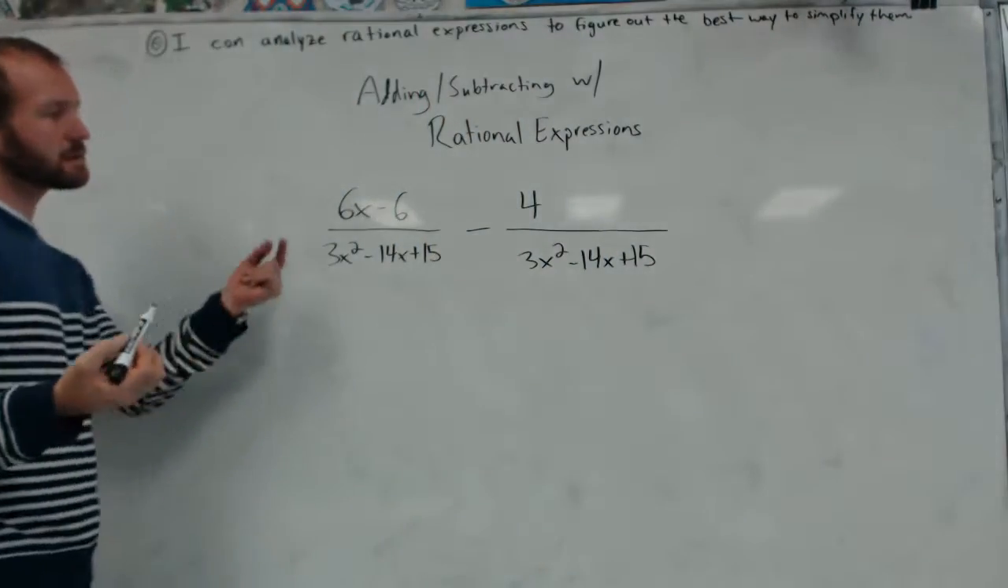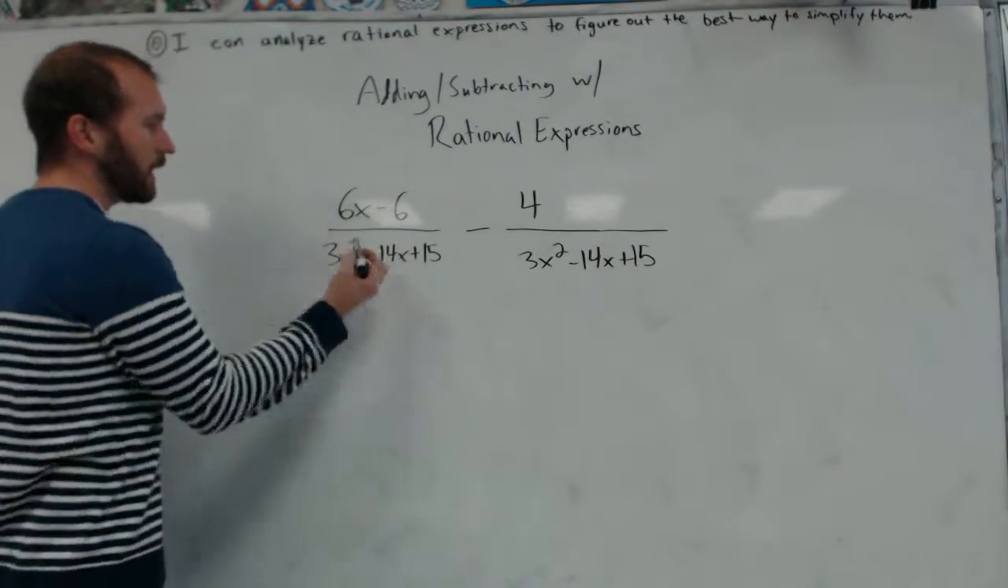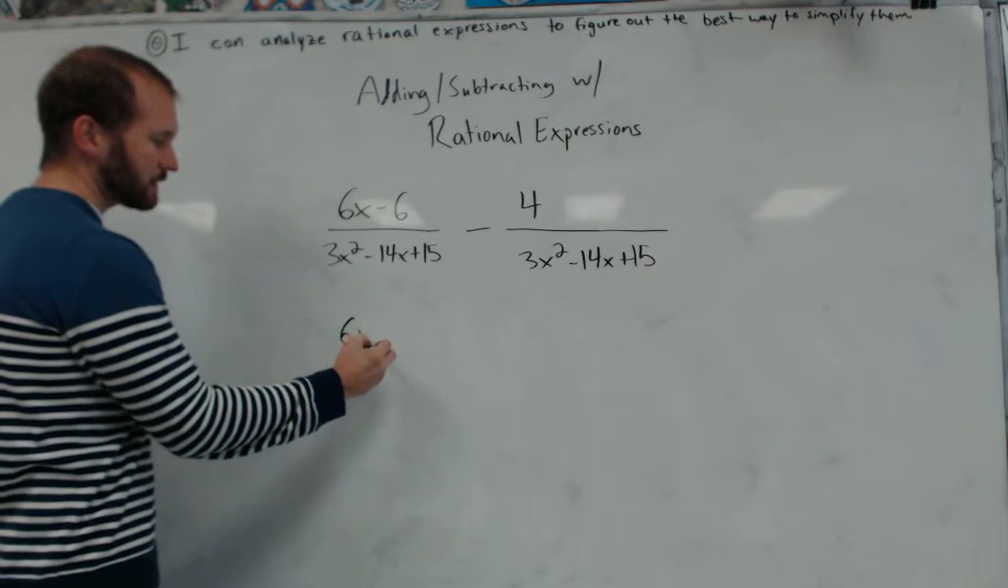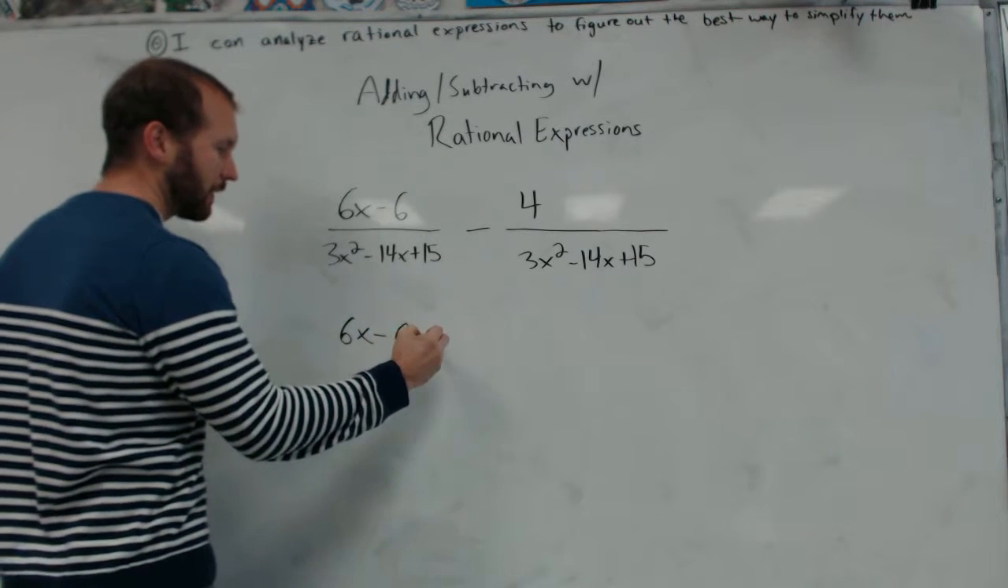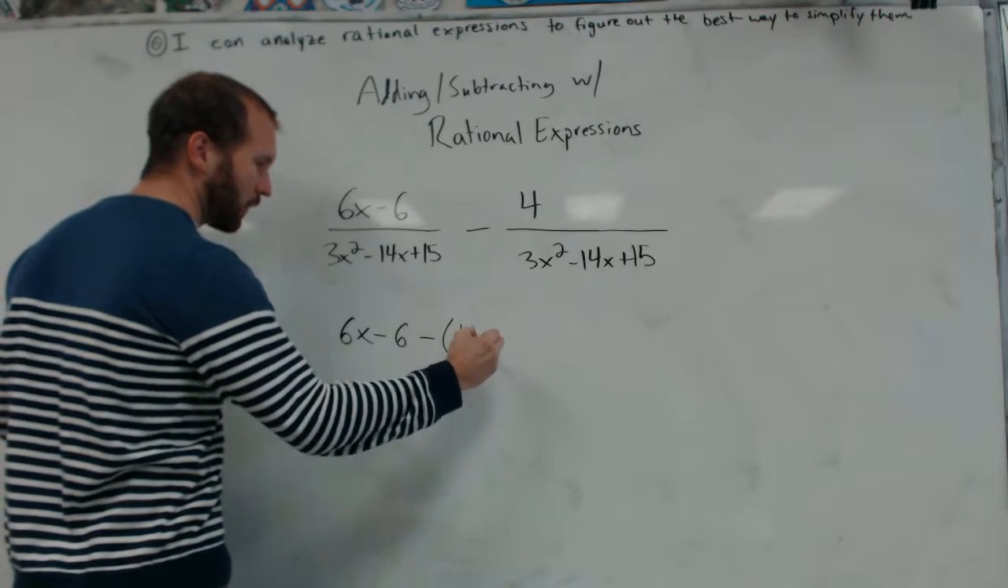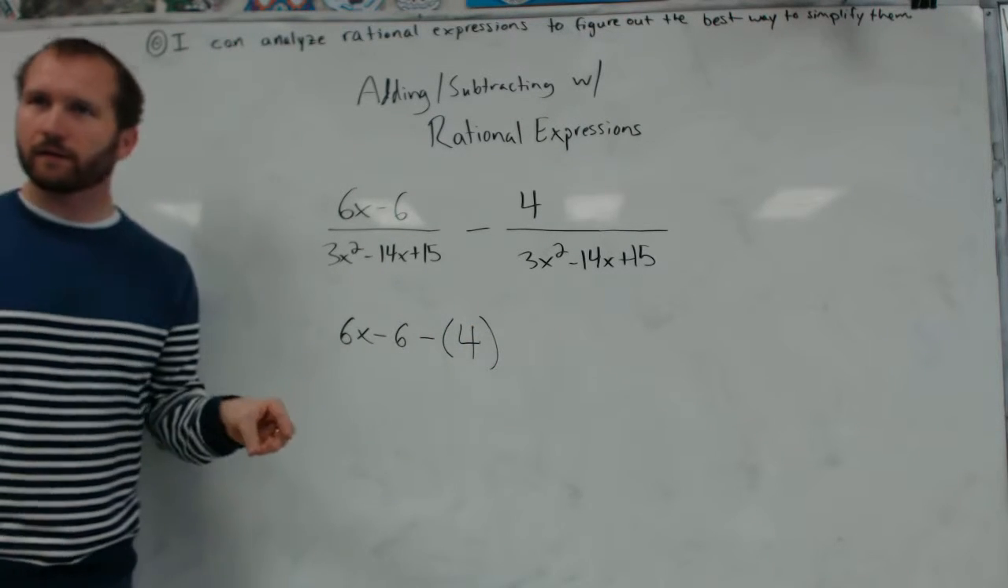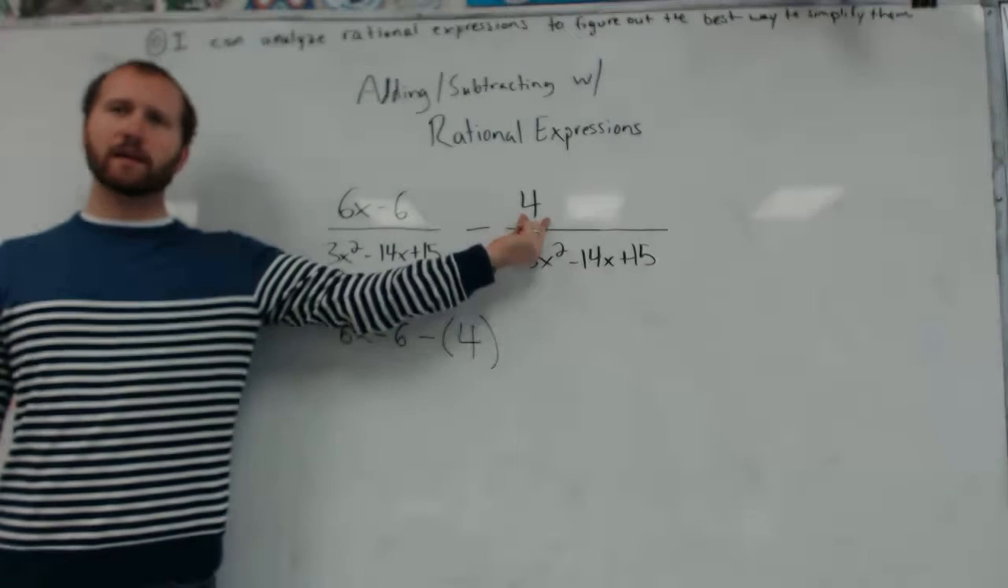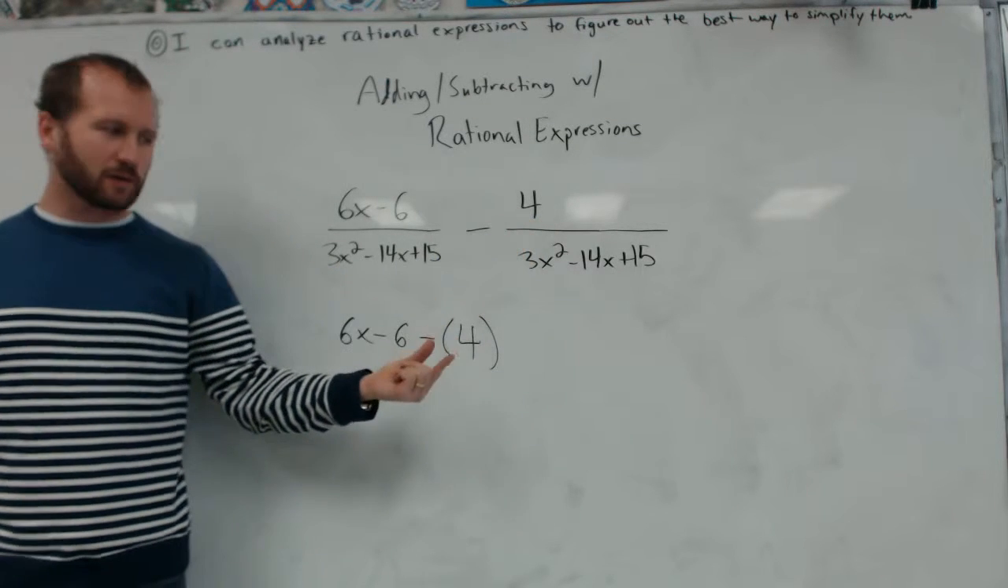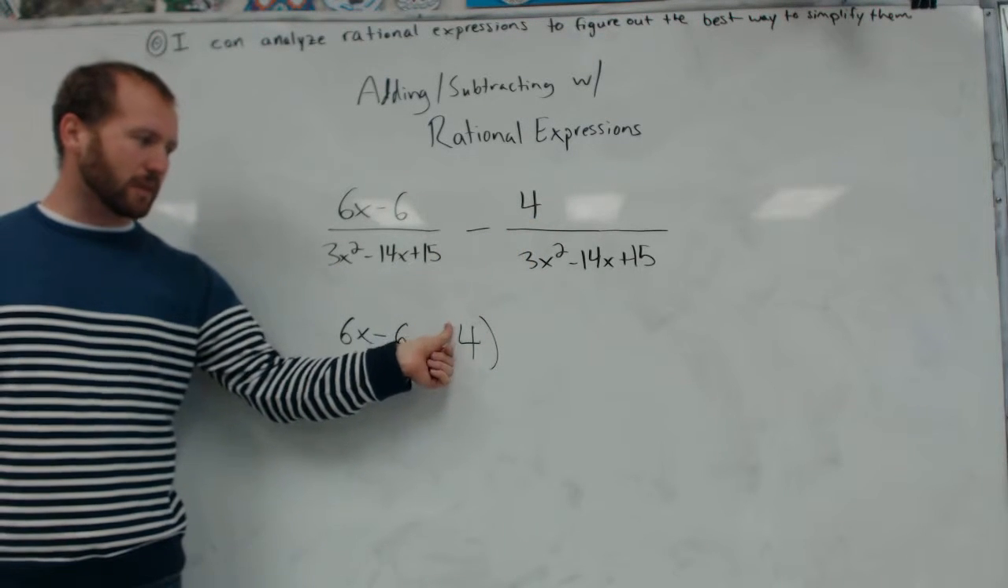Alright, so I see the same thing twice, so I just simply combine the numerators. I'm going to do this very deliberately, minus 4. Now in this case there's only one thing in the numerator here. So this is the same as just minus 4.